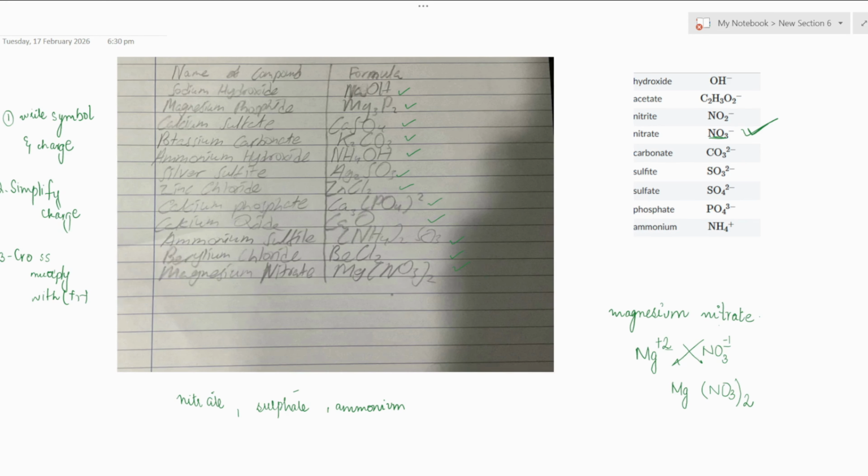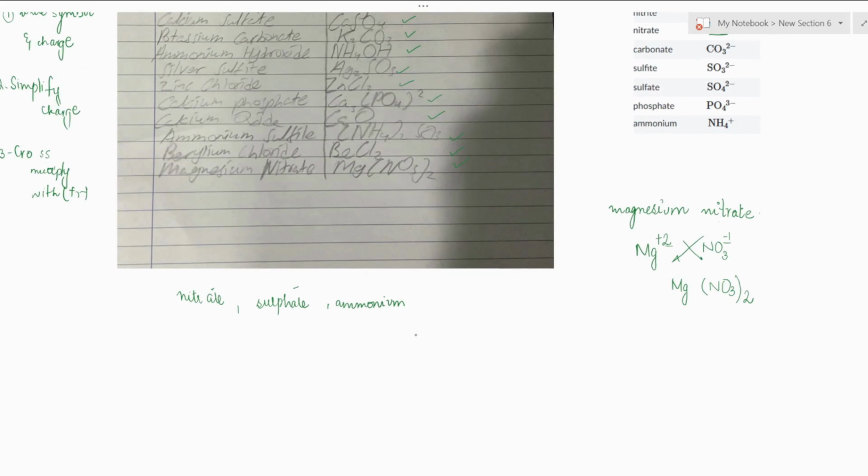Okay. Let's discuss calcium phosphate. Another one. Can you tell me the symbol and charge of calcium? Good. Ca plus 2. And phosphate? It must be in this table. Second last. PO4 minus 3. Okay. Can we simplify the charges?